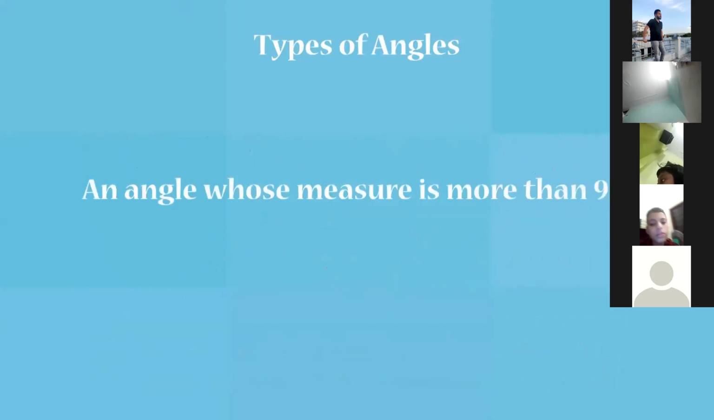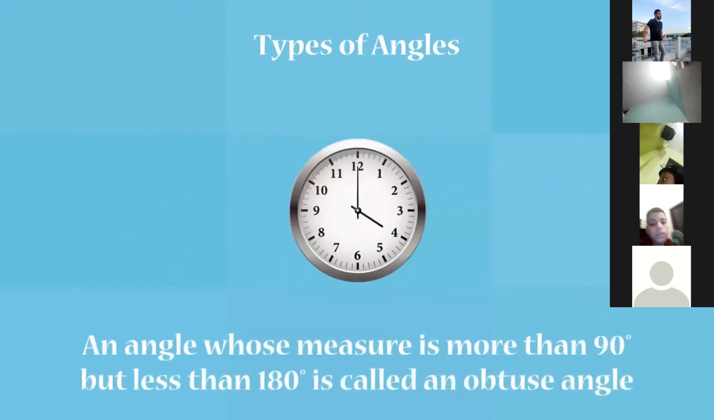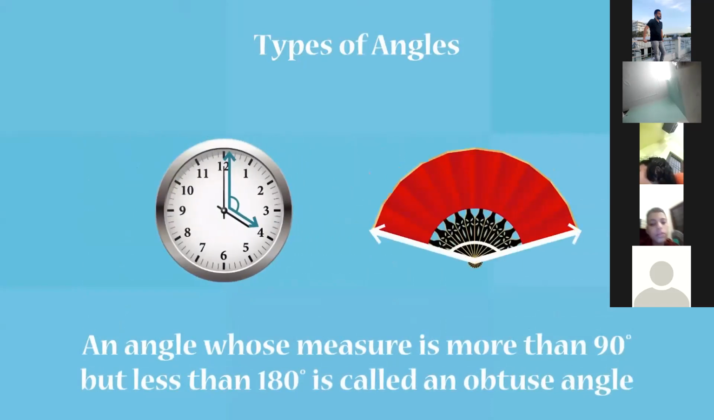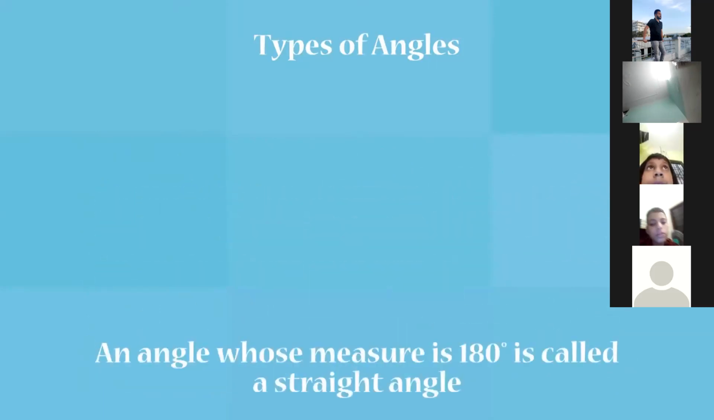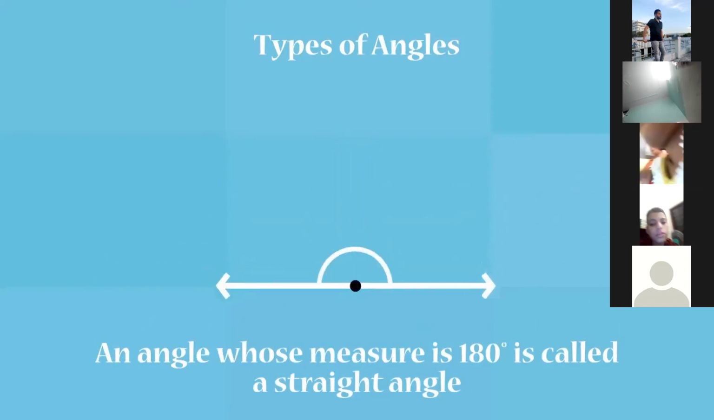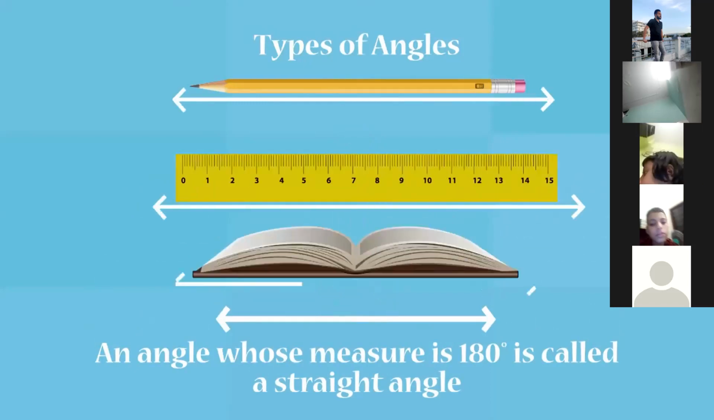An angle whose measure is more than 90 degree but less than 180 degrees is called an obtuse angle. The hands of a clock at 4 o'clock, the angle formed by the Japanese fan shown are examples of obtuse angles. An angle whose measure is 180 degree is called a straight angle. If 2 right angles are kept next to one another, they form a straight angle. A pencil or a pen, the edge of a ruler, or the book are examples of straight angles.